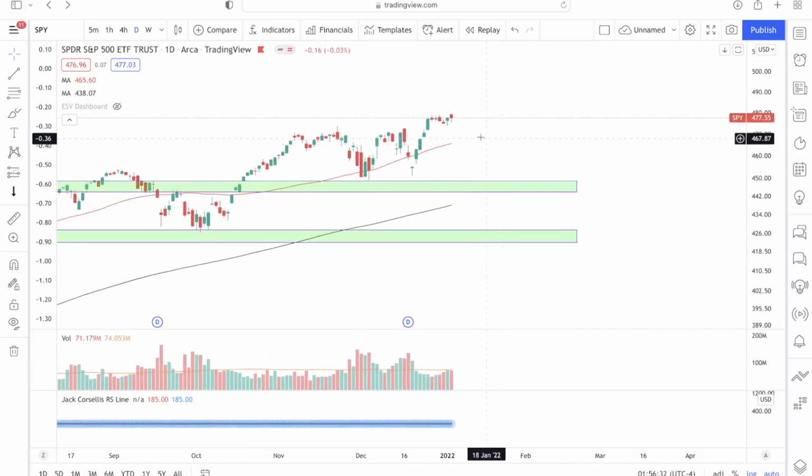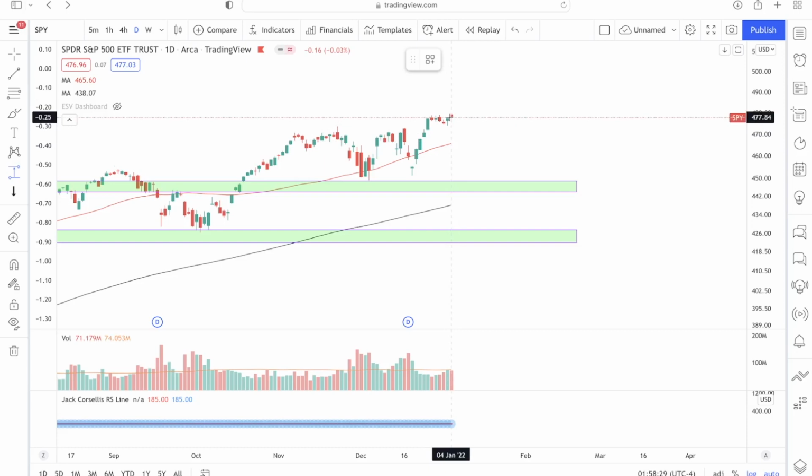If we zoom in over here, we see that the S&P 500 made a new high towards the end of last year. This was on the 27th of December, and on that day, prices closed and made a new high at a price level of around $477. Since then, prices have been trading sideways for a while before this day, the 4th of January 2022, where prices made a new intraday high but closed below that level.